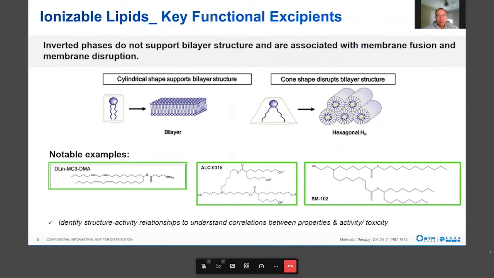Also, with the lower pH inside the endosome after entering the targeting cell, they can convert to the hexagonal HII phase and cause membrane fusion and disruption. So this will facilitate endosomal escape to deliver the cargo into the cytoplasm. Here are three significant examples of ionizable lipids. The first one is the MC3 lipid for Onpattro, then ALC-0315 for the Pfizer-BioNTech mRNA LNP, and the SM-102 lipid for the Moderna mRNA LNP vaccine.